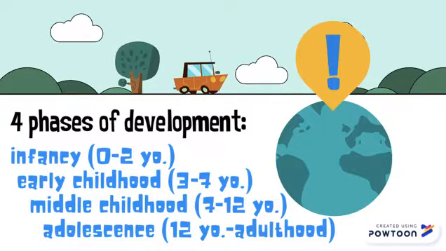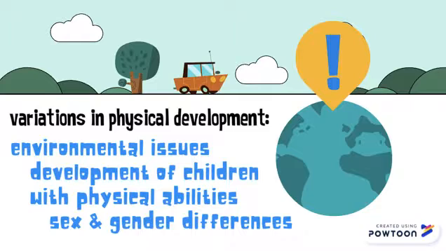So basically, everyone, from this material we have learned that generally there are 4 phases of physical development, namely infancy, early childhood, middle childhood, and also adolescence. So children's development will roughly follow these phases. However, we need to bear in mind that development varies from one child to another, and the variation can be affected by some combination of external and internal factors.